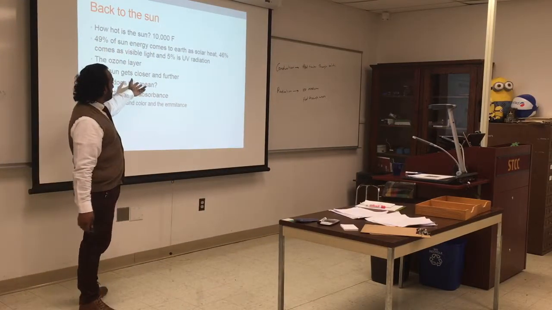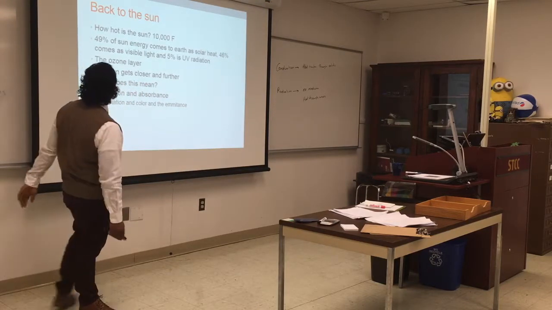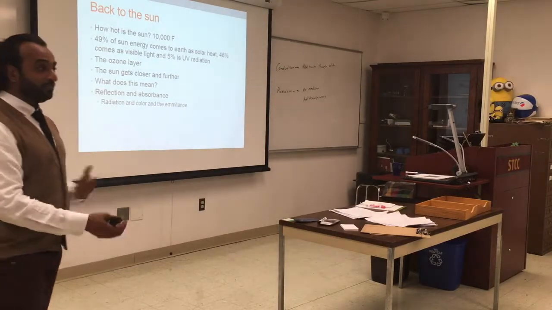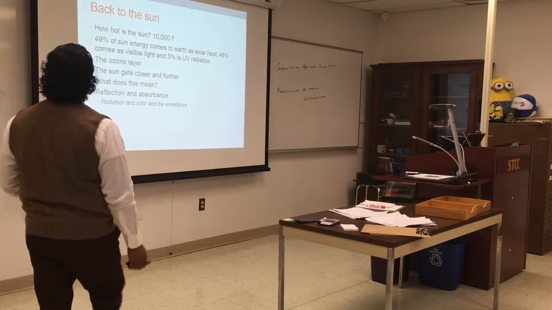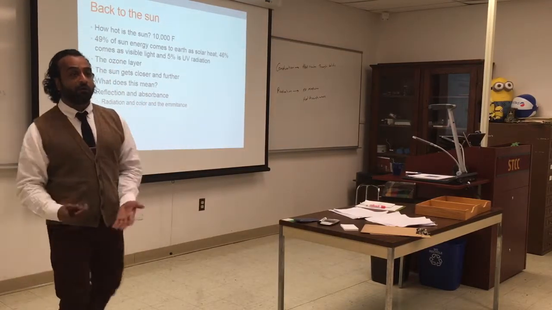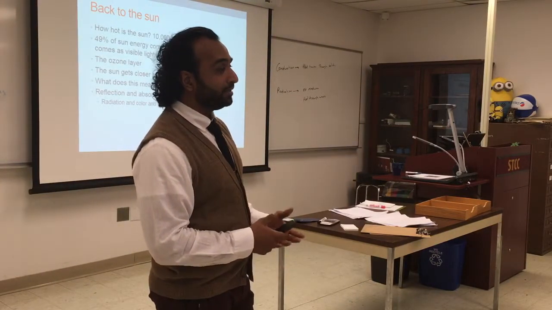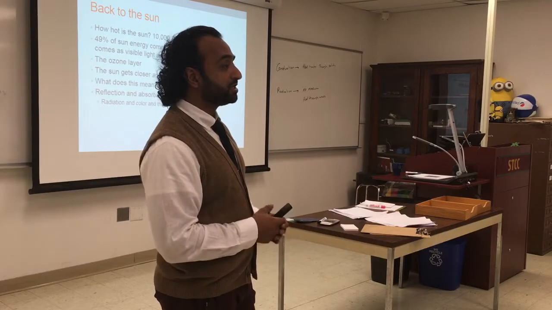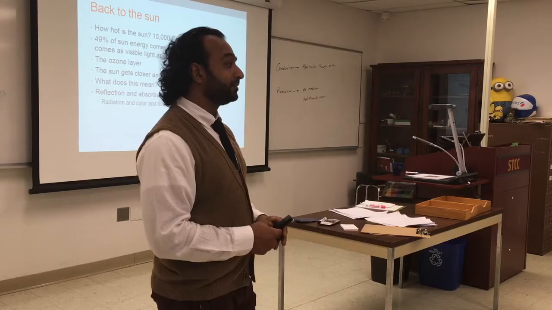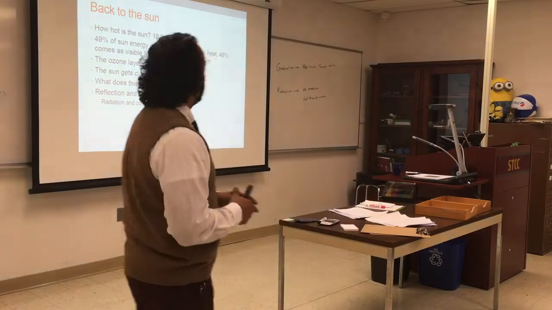The sun gets closer and further. We know that because of the seasons. And what does that mean? You're gonna have seasons back and forth, so we have to accommodate for that. Reflection and absorption has to do with color and how this affects us in heating and cooling. So you can cool a house and heat a house based on the color change. And you also notice that animals do that too. They have darker colors in the winter coat and lighter in the summer coat depending on what is needed.